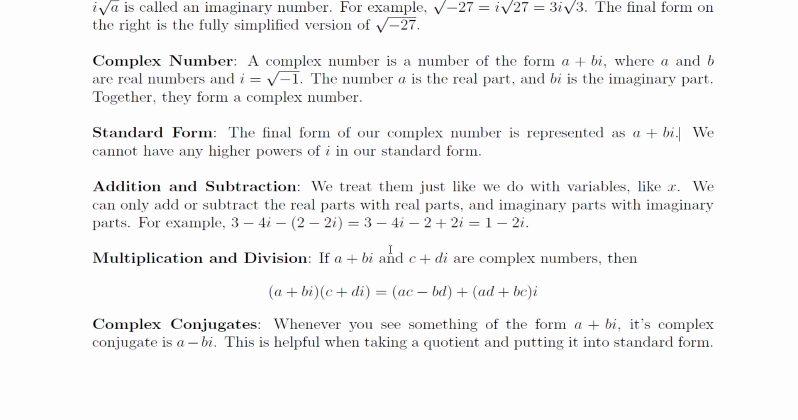Adding and subtracting is just like if you treat i like another variable. It's very, very similar. So you can add the real parts together and you can add the imaginary parts, and same with subtraction. You can't cross over, so you can't combine real parts and imaginary parts. You have to combine real with real and imaginary with imaginary. So in other words, if I've got this one right here, 3 minus 4i minus 2i, let's distribute that minus sign, combine the 3 and the minus 2 to get a positive 1, and the minus 4i and the positive 2i to get a minus 2i.